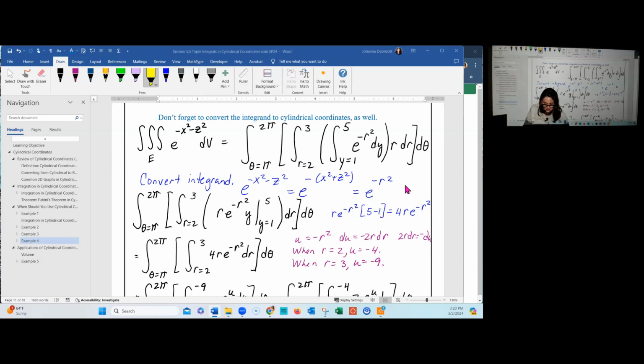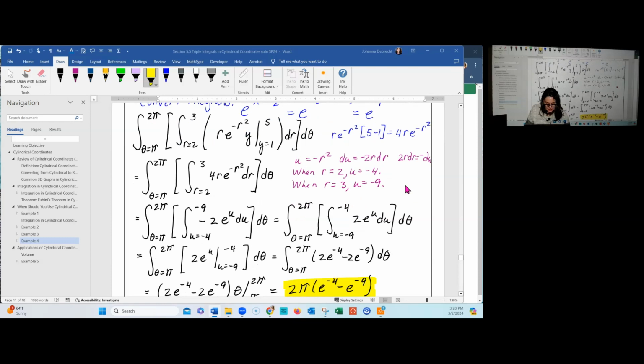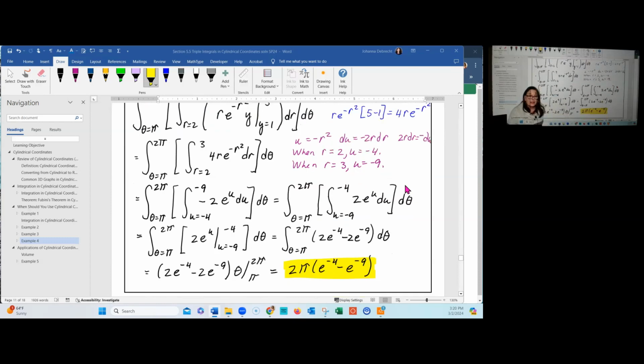This introduces a negative into the integrand, but since the limits of integration are backwards anyway, we can switch the limits of integration and remove the negative. This gives us the integral 2 e to the u du from u equal negative 9 to negative 4. When we integrate e to the u du, we just get e to the u. So when we evaluate, we get 2e to the negative 4 minus 2e to the negative 9.